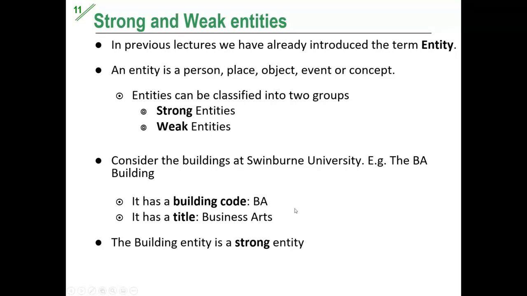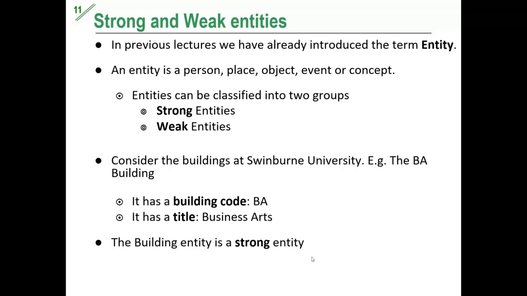Let's think about this. For example, at Swinburne we have many buildings. I don't know, you haven't visited the university yet. We have buildings called BA, EN, etc., with different names or codes. BA stands for the business and arts building, and then we have another building called EN, the engineering building. So it has codes and titles. We can say the building entity that we are trying to represent in our database is a strong entity.